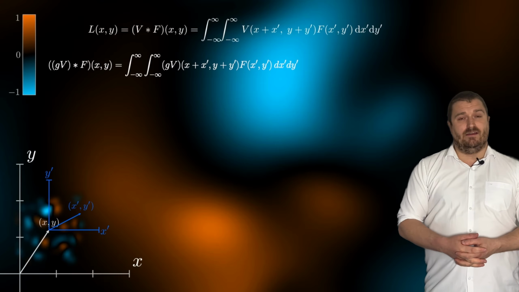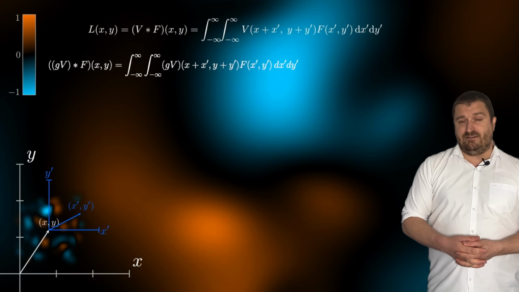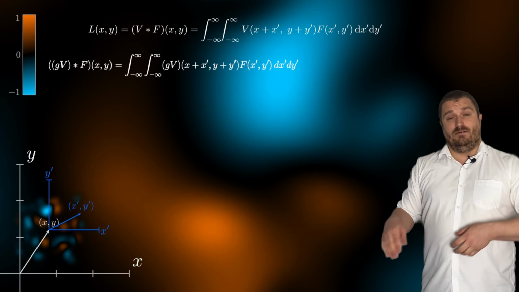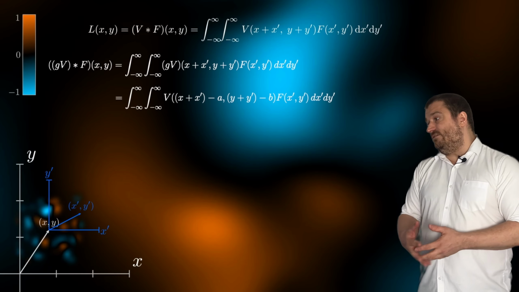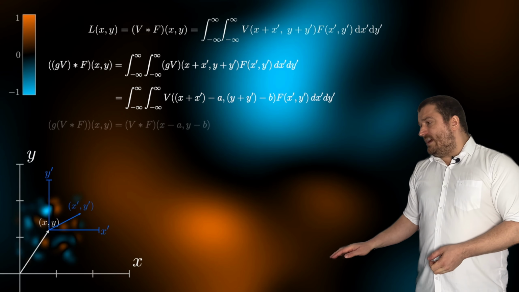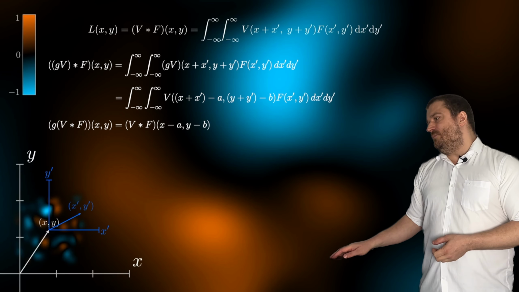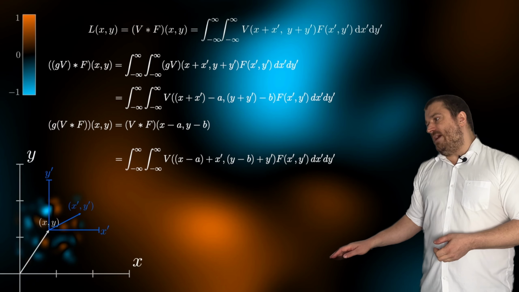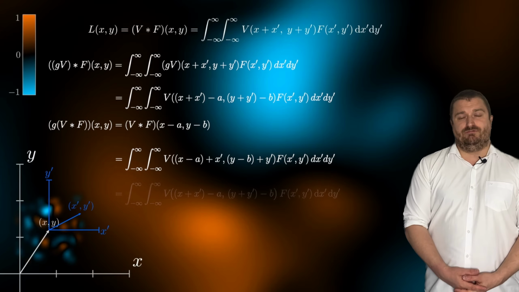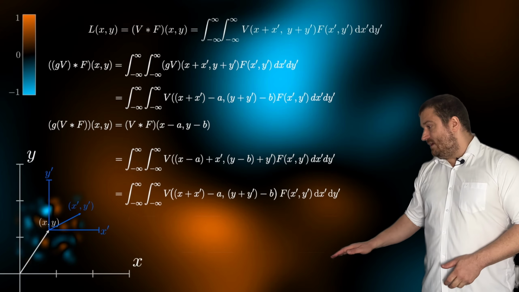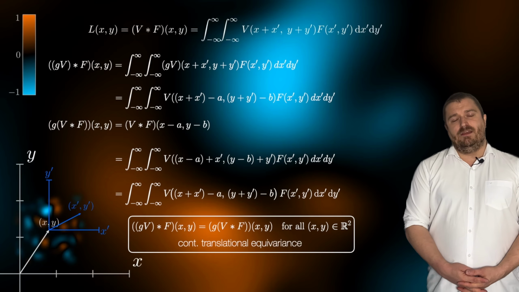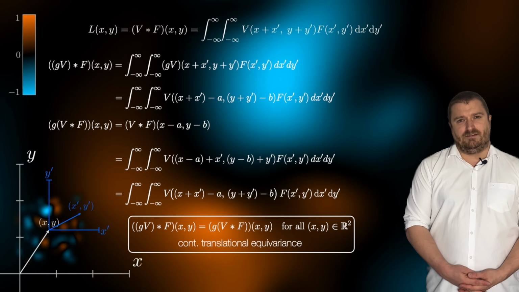So let's go ahead and translate the image. We'll do g of v first and then do the convolution. That's achieved by just writing g of v in the integrand, and that of course just has the effect of subtracting a and b from the arguments, a bit like before. Now let's do the convolution first and then the translation. Well, now we're just going to subtract a and b from x and y correspondingly, and by virtue of the associativity of addition we'll just rewrite it and we can see that they are exactly the same. And that is the rather similarly underwhelming proof of translational equivariance in the continuous case.